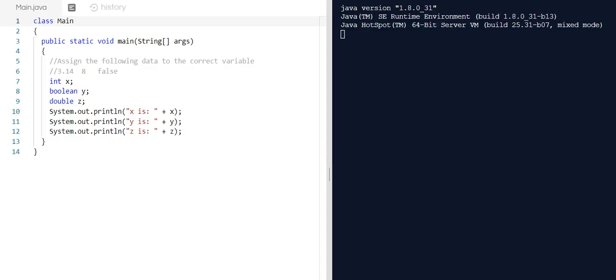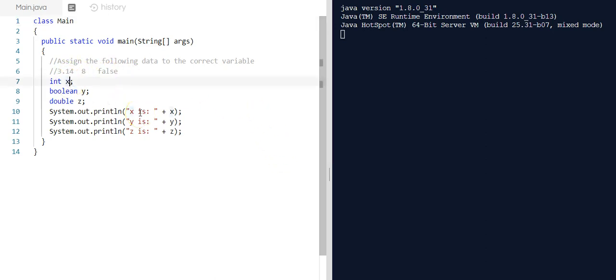So what I'd like for you to do right now is go to your Java coding area in Replit. I've given you the link. On lines 7, 8, and 9, I want you to assign to X, Y, and Z what you think would be the most appropriate type of data given these 3 different pieces of data on line 6. I'll go ahead and give you some time to do that now.